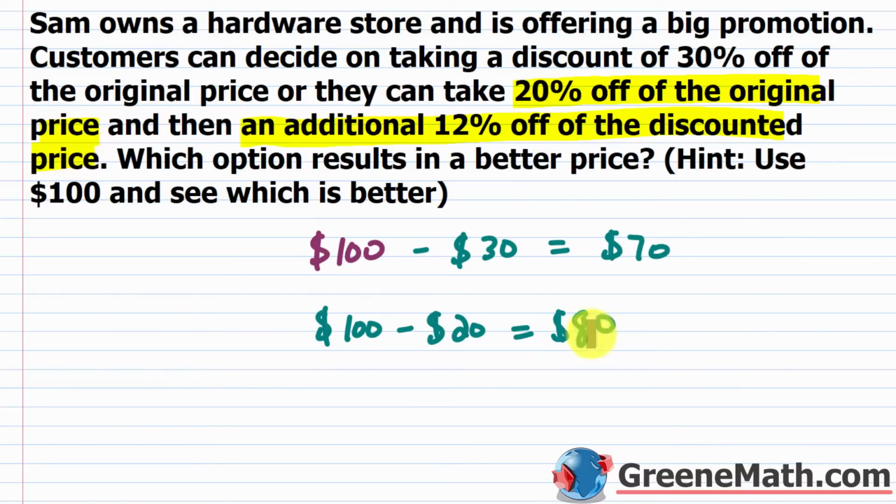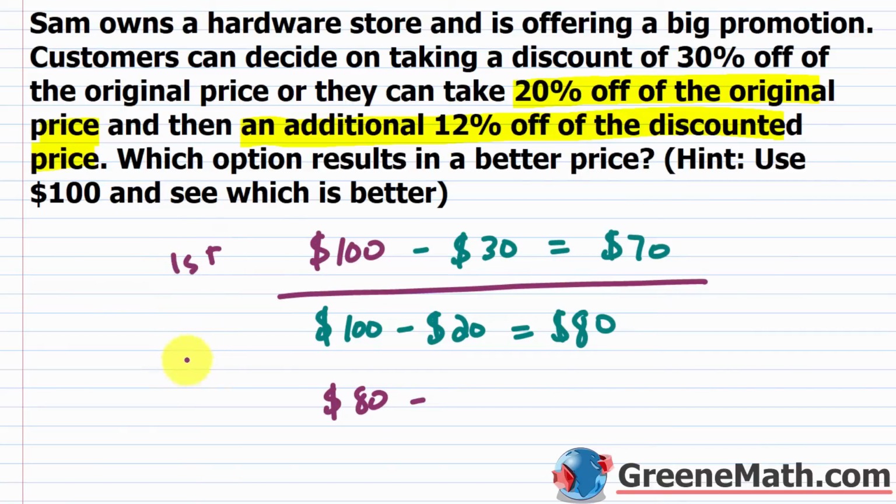So in other words, I want to take this $80 here and continue the process. Let me put a line here so we can separate this. I'll put first and then I'll put second in terms of the options. What I want to do is take 12% of this discounted price. So that's going to be 80 times 0.12, and that's going to be 9.6, or you could say $9.60. So if I do this subtraction, I end up with $70.40.